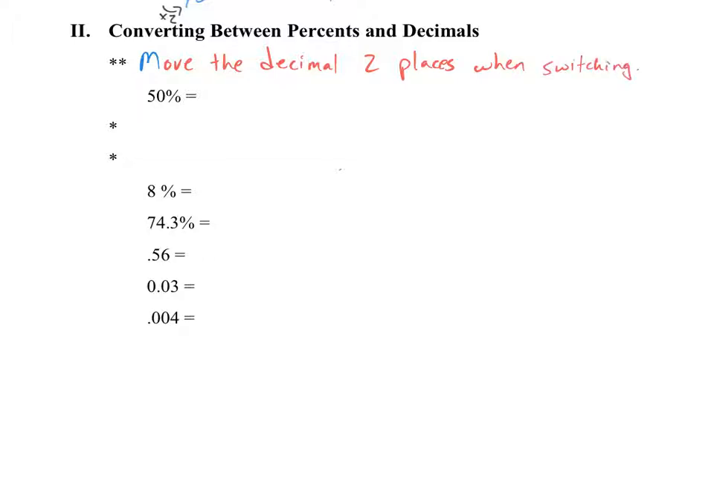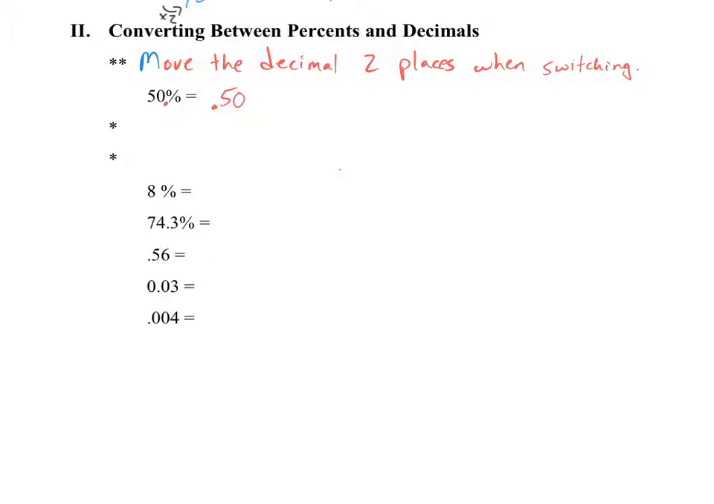So if we're trying to switch between a percent and a decimal, or a decimal and a percent, we're always going to move the decimal 2 places. So 50%, there's no decimal there, because if the decimal's at the end of the number, we don't have to write it in, agreed? But if we want to make 50% a decimal, that is going to be 0.5. You could say 0.50.